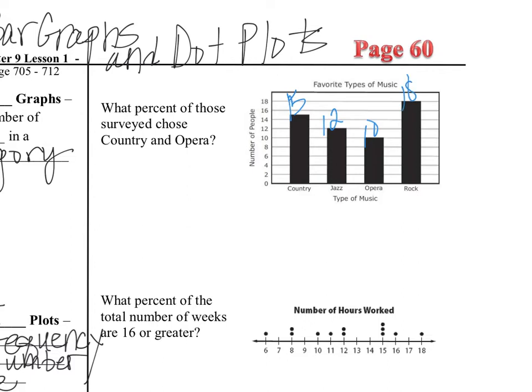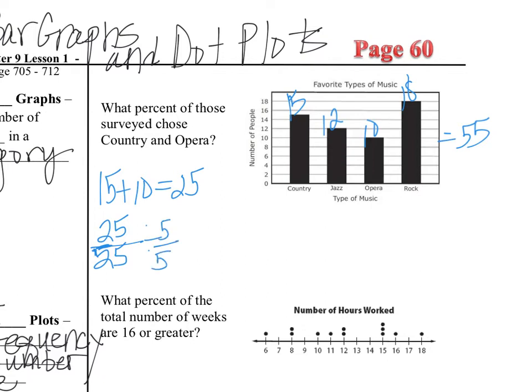There were a total of 55 people that were surveyed to make this bar graph. If you want to know what percent of the surveyed chose country and opera, add 15 plus 10, which is equal to 25. 25 out of 55. Which does simplify by top and bottom by 5 to give you 5 over 11.